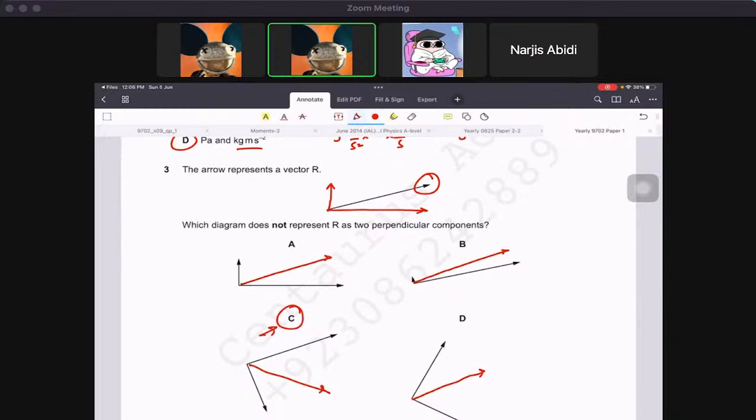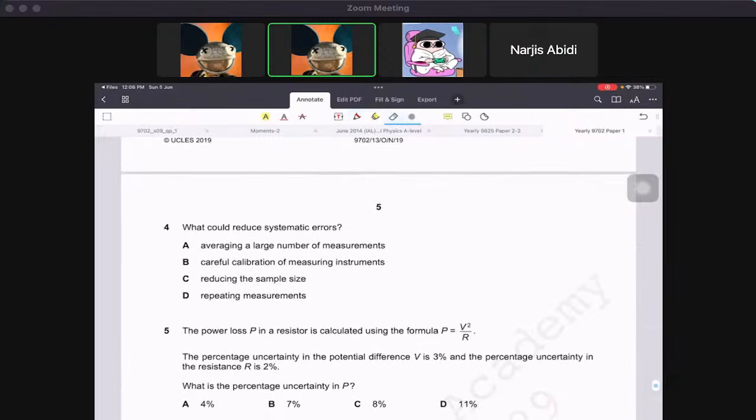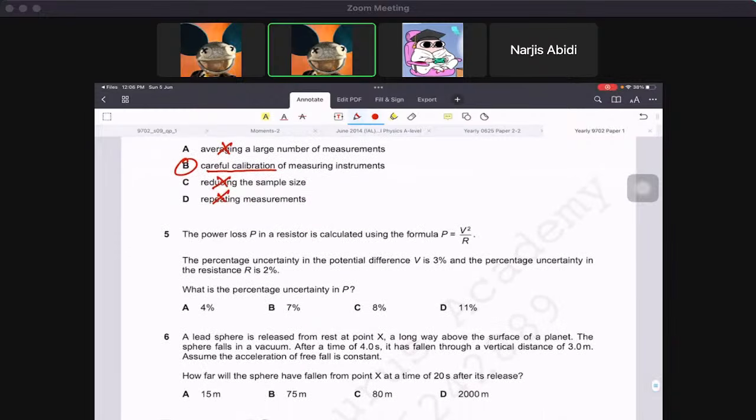Now, which could reduce systematic errors? Systematic errors can be reduced by averaging, no. Reducing, careful calibration. Yes, that's correct. Reducing, no. Repeating, no.